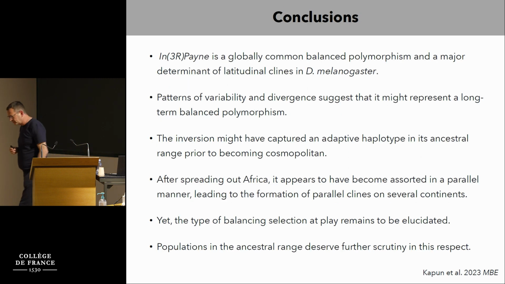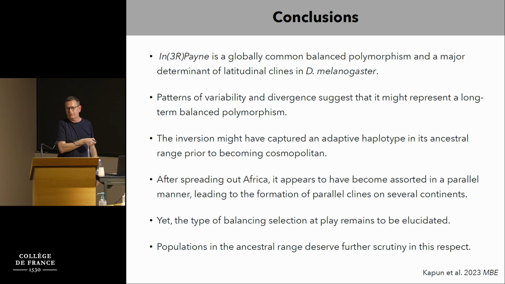Okay, so this was a rapid gallop through a complicated subject, but in conclusion, In(3R)Payne is a globally common balanced polymorphism. It's a major determinant of latitudinal clines around the world. It affects multiple fitness components that themselves are clinally varying. And when you look at patterns of variability and divergence, it suggests that this might indeed represent a long-term balanced polymorphism. And so this inversion might indeed have captured a single adaptive haplotype in its ancestral African range prior to becoming cosmopolitan, and then sort of assorted itself in a parallel fashion along these latitudinal clines.